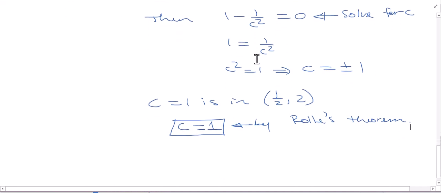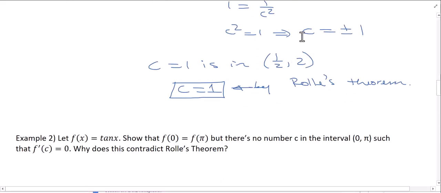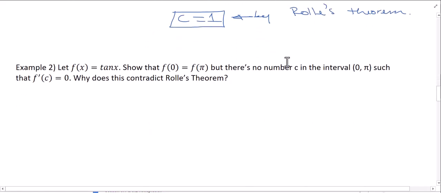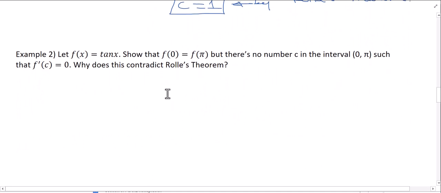Let's try another example. So let f of x be tangent of x. Show that f of 0 equals f of pi, but there is no number c in the interval 0, pi such that f prime of c equals 0. So essentially saying it contradicts Rolle's theorem. So why does it contradict Rolle's theorem? So let's take a look at that.